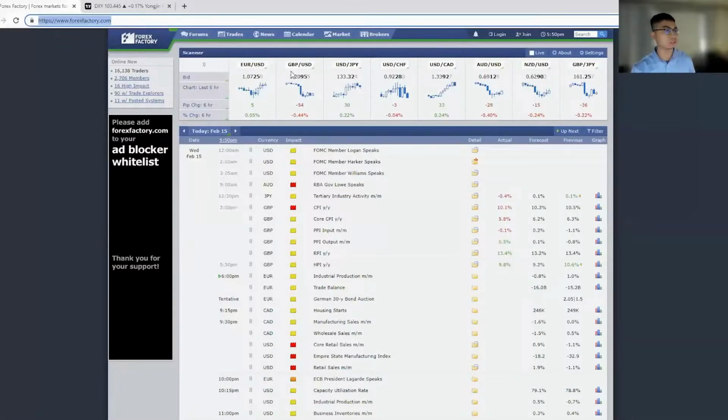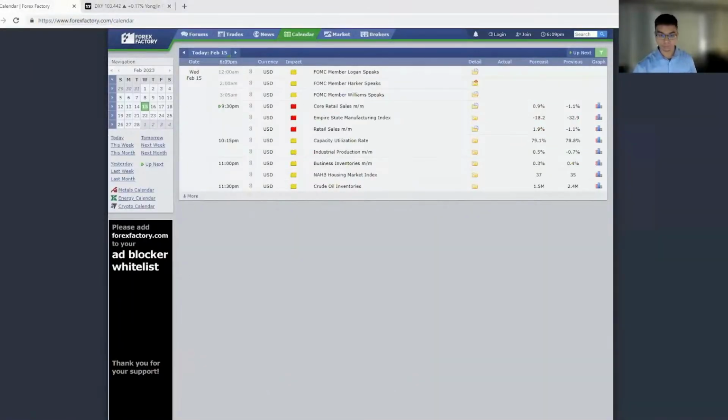I'll send the link to the chat, it's under calendar. Feel free to check out this link. Head on to Forex Factory and start to look at all the news events. For example, tonight we have the United States dollar core retail sales month-on-month, Empire State Manufacturing Index, and retail sales month-on-month.